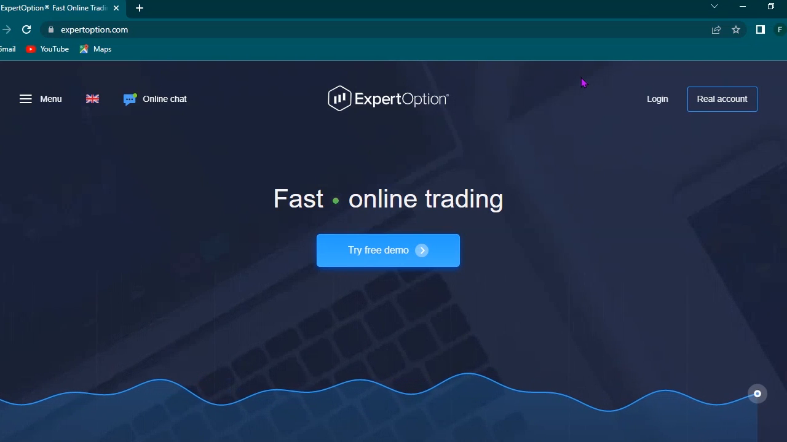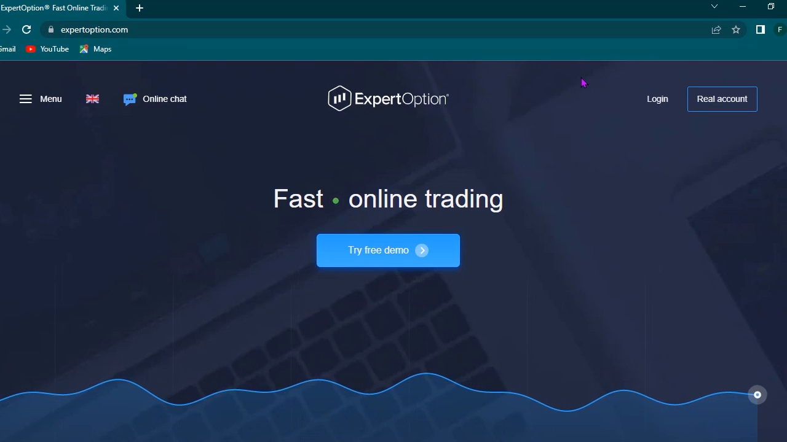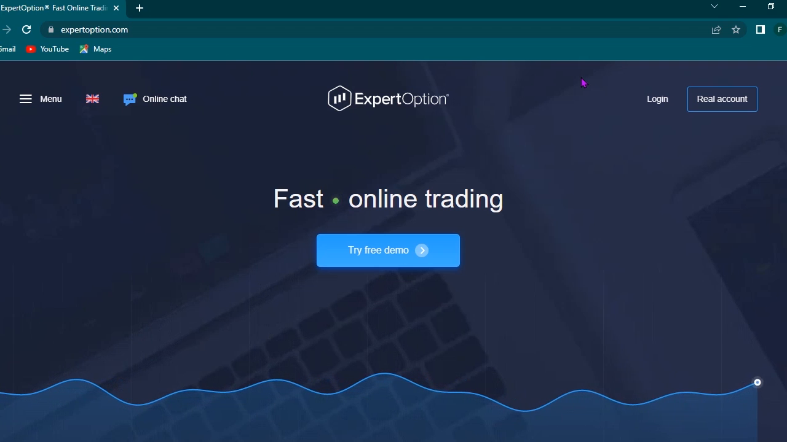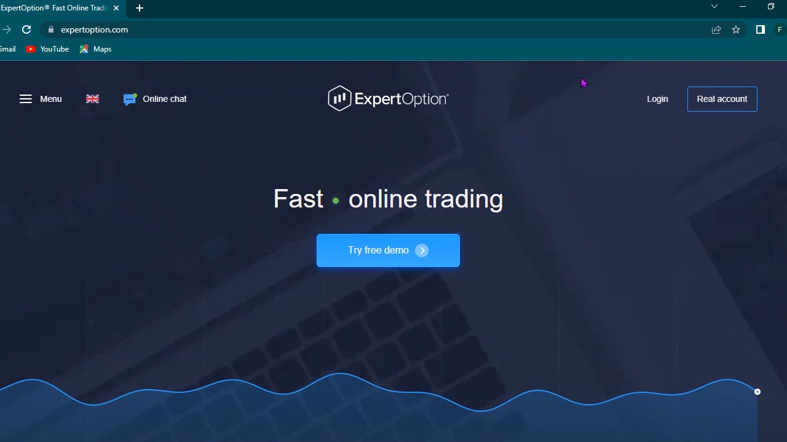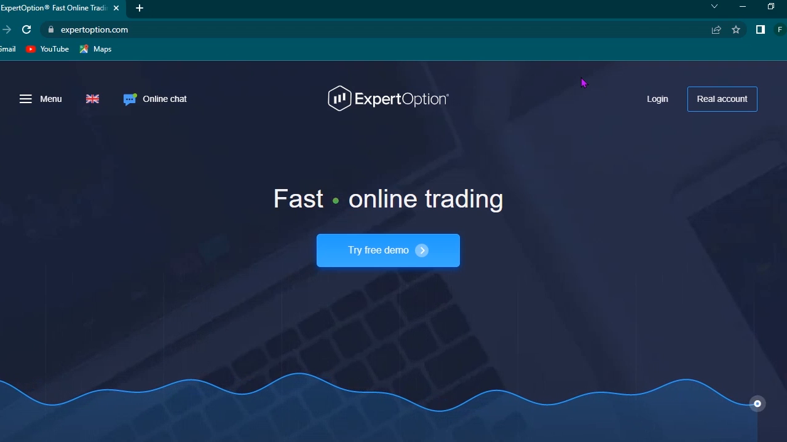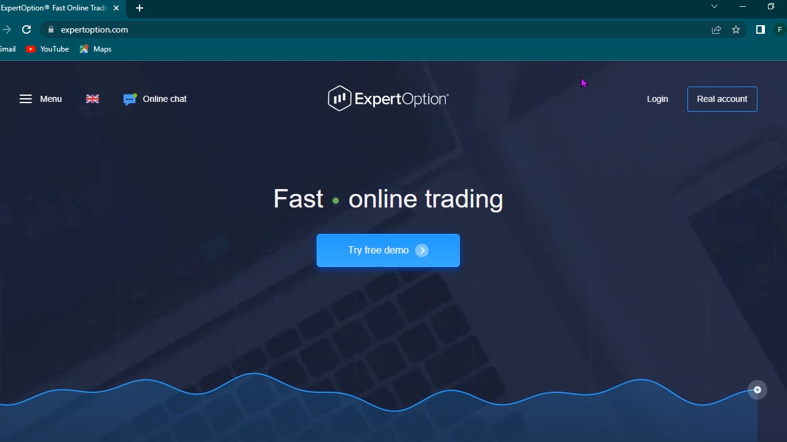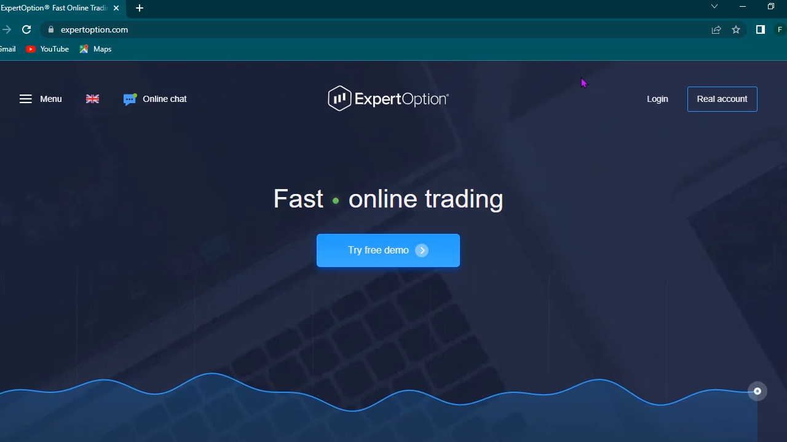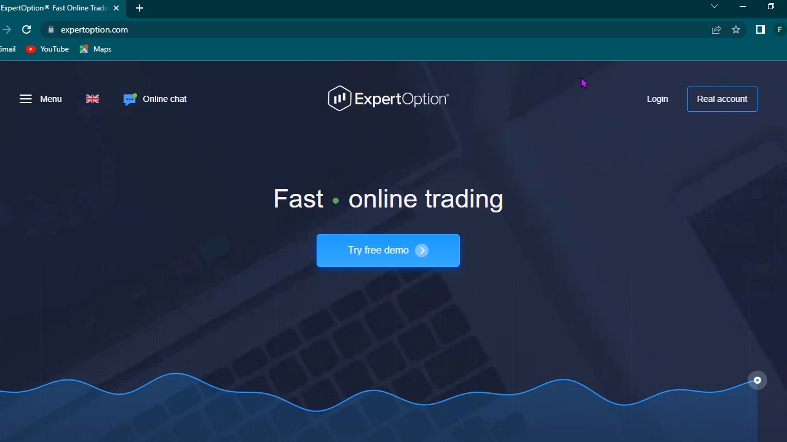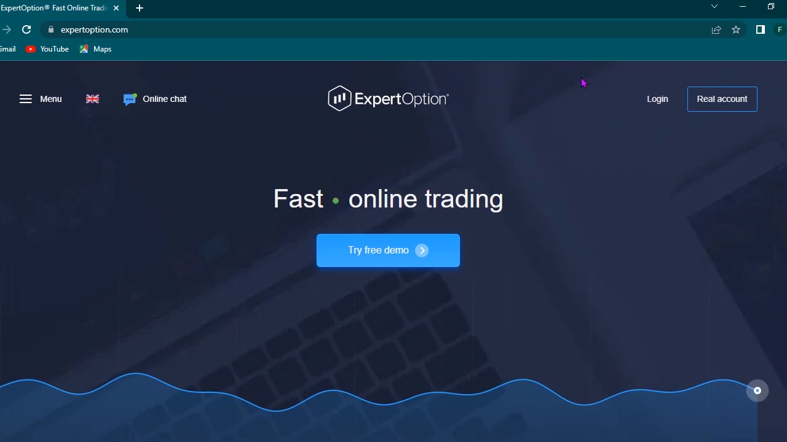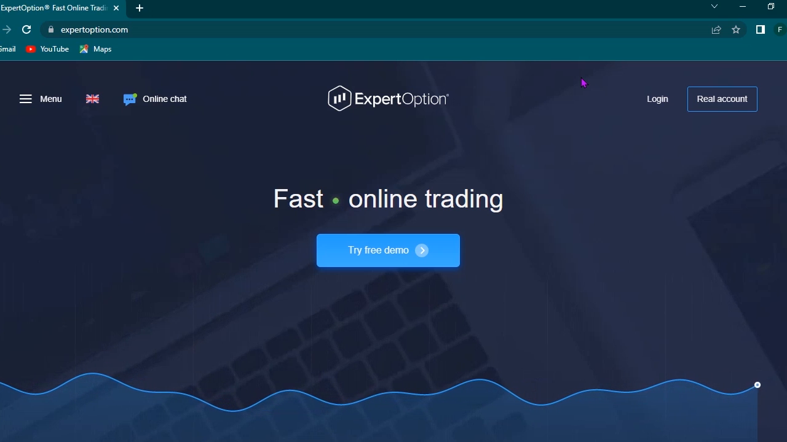Now here is the site. This is how it looks the first time you try to log in. It tells you to try the free demo, and I tell you that you should try this demo for at least 2 months. You'll be given a free 10,000 US dollars, and make sure that you raise at least that times 10, at least $100, and then you can have confidence.